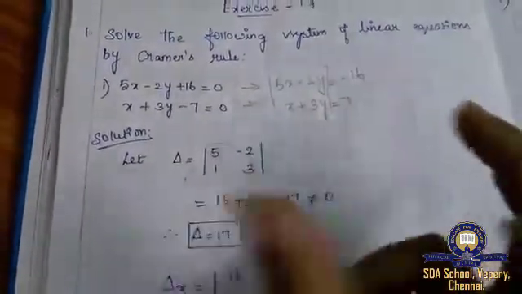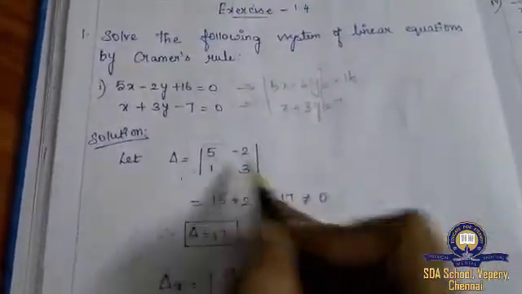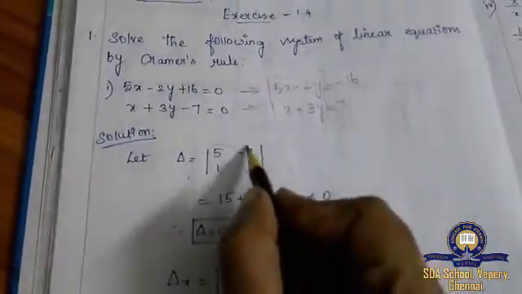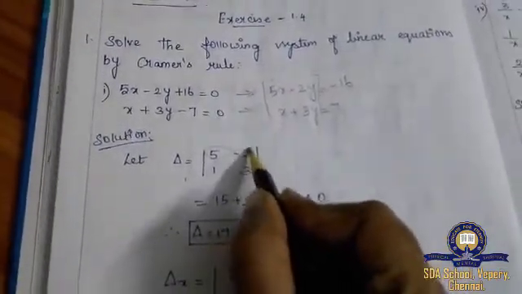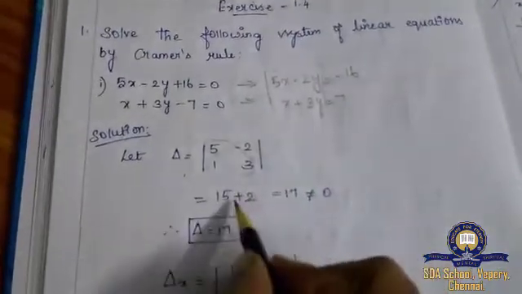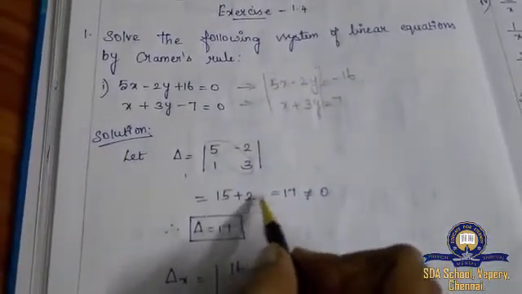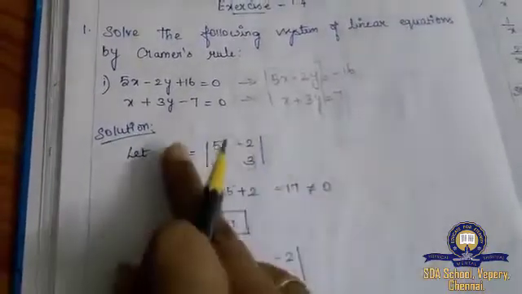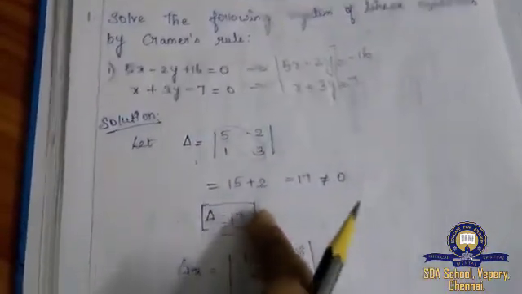You have to take the row value. Since it is a 2 cross 2 matrix, you can directly cross multiply. So 5 threes are 15, and minus 2 into 1 is minus 2, but you already have one more minus, so here it is plus 2. So 15 plus 2 equals 17. So 17 is not equal to 0, which means my delta value equals 17.